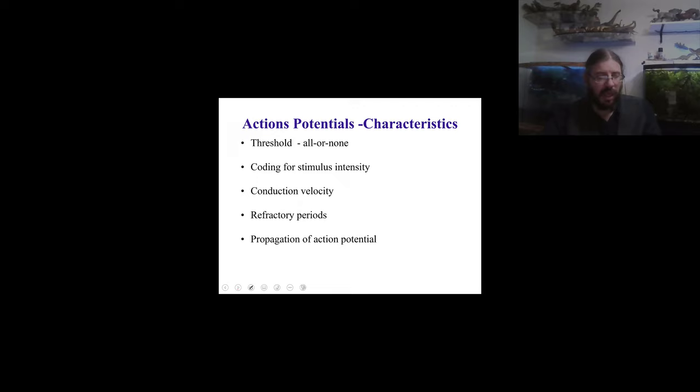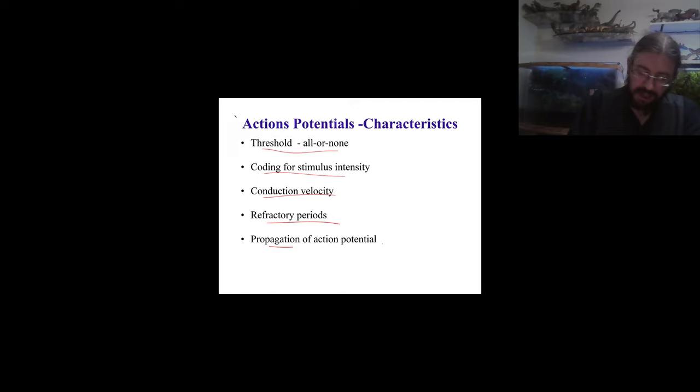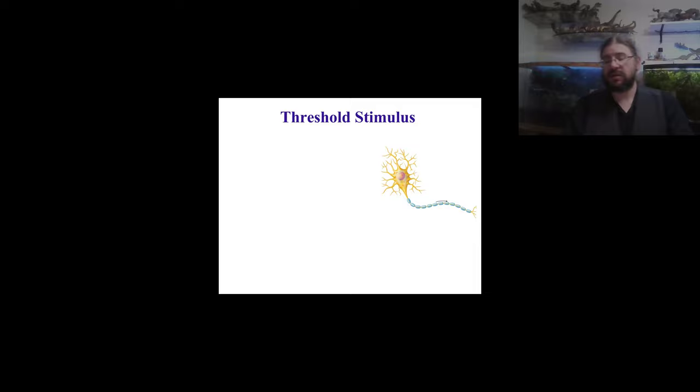Action potential characteristics. So now that we've talked about how an action potential occurs, let's talk about the actual anatomy of them. So this is our little index, our table of contents for what we're going to talk about, the basic properties of action potentials. And let's get started. So first off, let's talk about a threshold stimulus. So what does it mean when we say threshold stimulus? Well, it's very easy. A threshold stimulus is literally negative 55 millivolts.